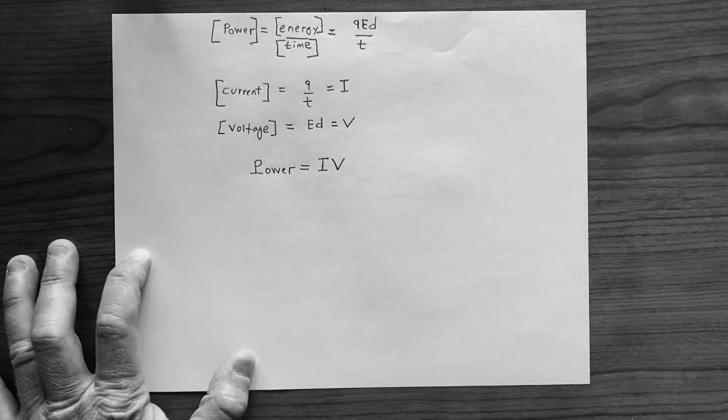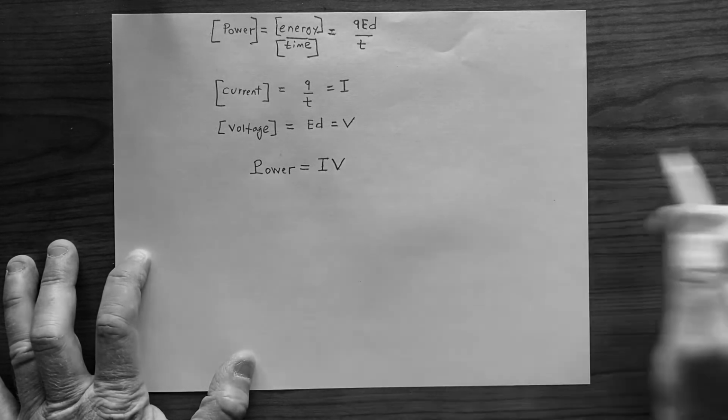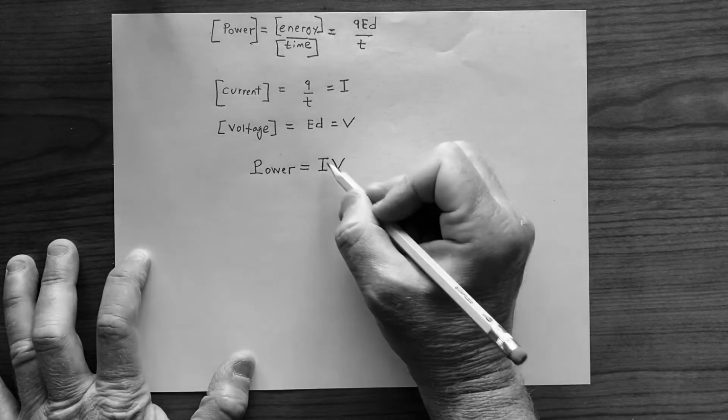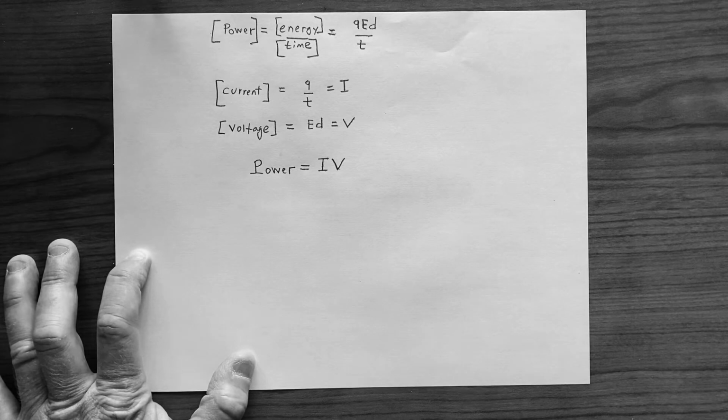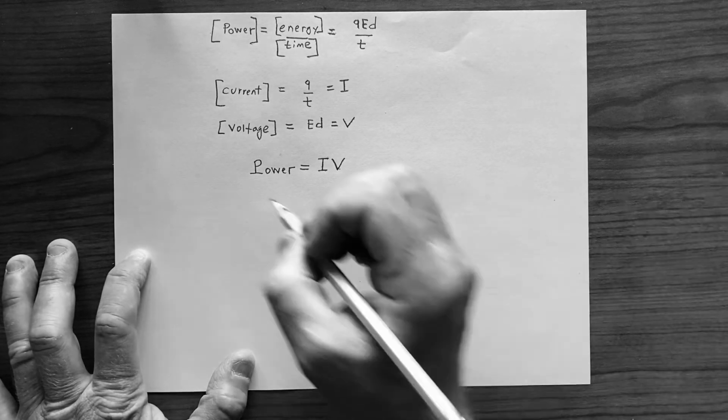And so the fact that we have a voltage and a current in our circuit tells us that we have a power. There's an energy per unit time associated with this circuit. That could be the energy per unit time that's exiting the circuit.